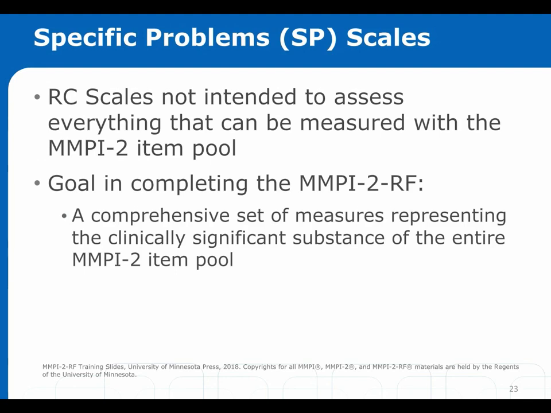Now, when it came to the MMPI-2-RF, its goal was to derive a comprehensive set of measures representing the clinically significant substance of the entire MMPI-2 item pool. So to this end, the test authors augmented the RC scales with what we've discussed before, the higher order scales, and what we're going to discuss now, which are the specific problem scales.